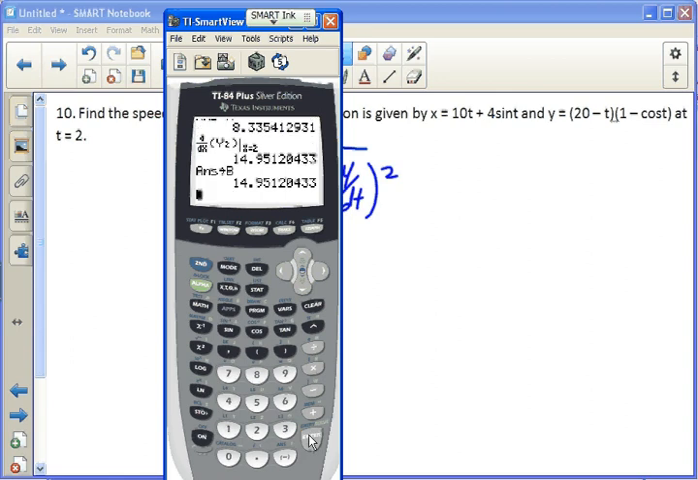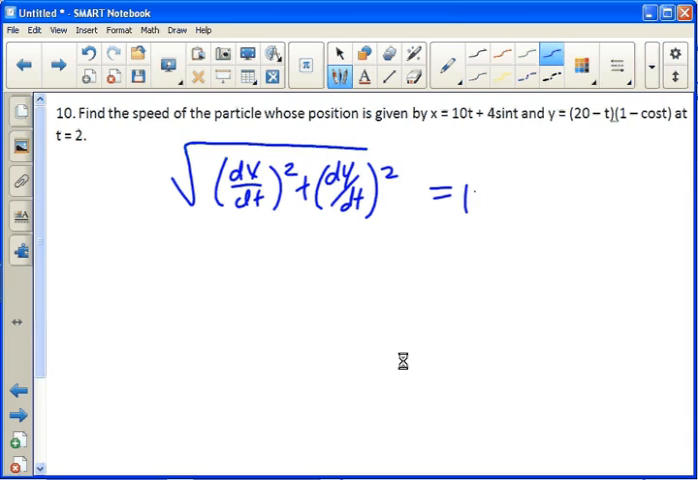So now I have my two derivatives evaluated at time 2, and I've stored them as a and b. I can do the square root of a squared plus b squared. And that gives us 17.118. Again, we take the derivative of each equation, plug in t equals 2, and then use the formula for speed.